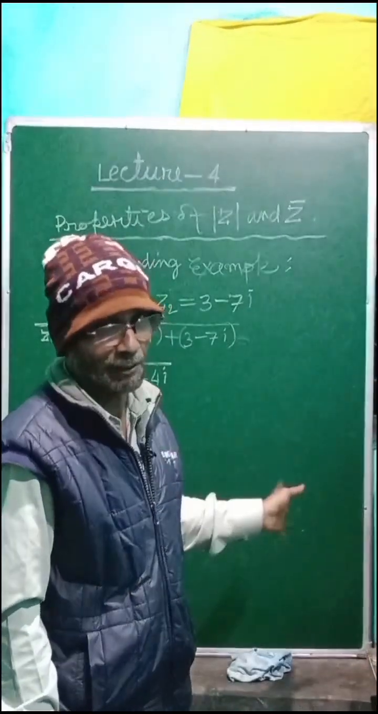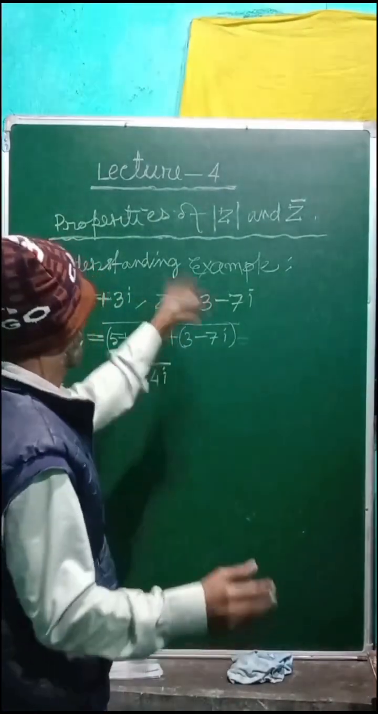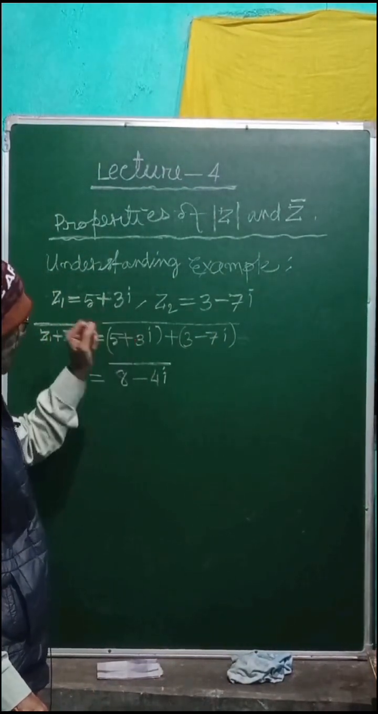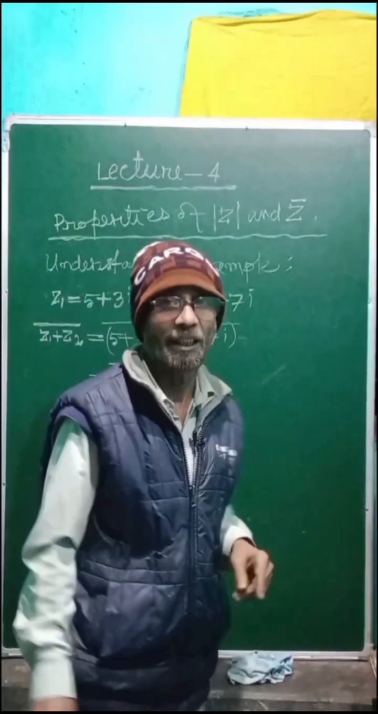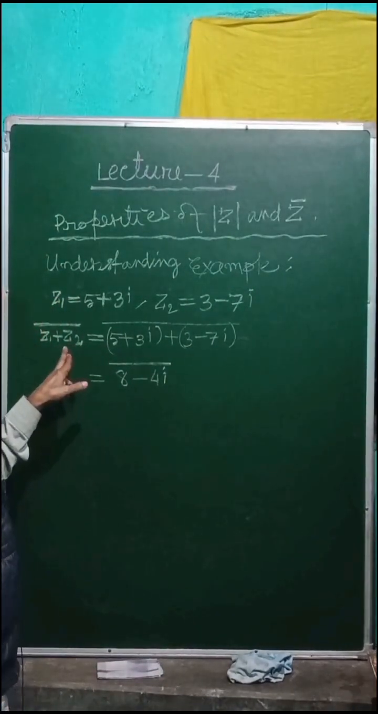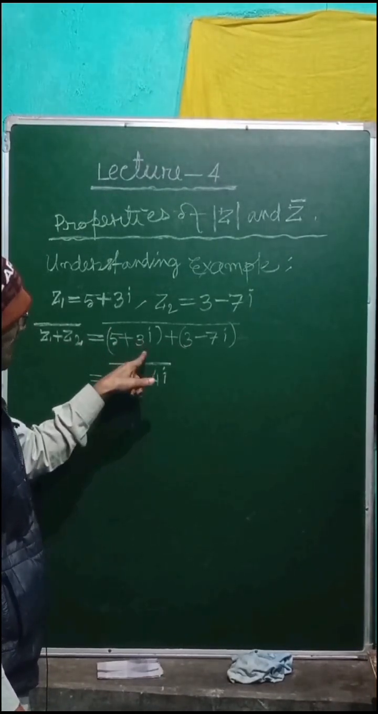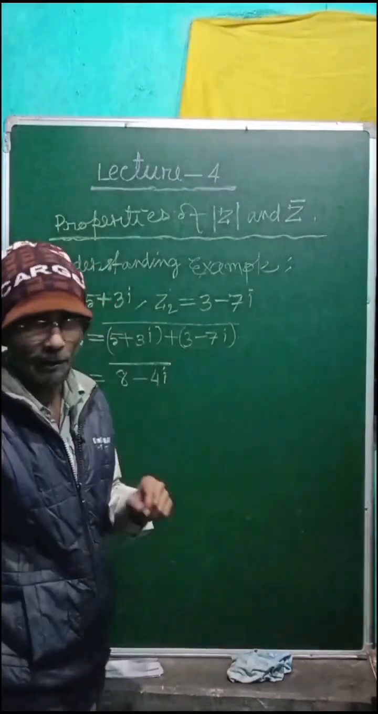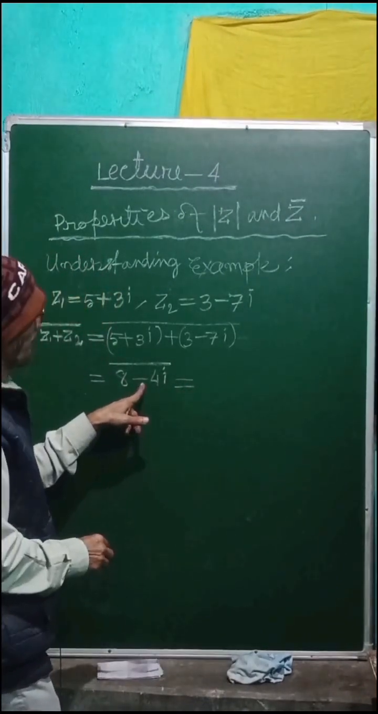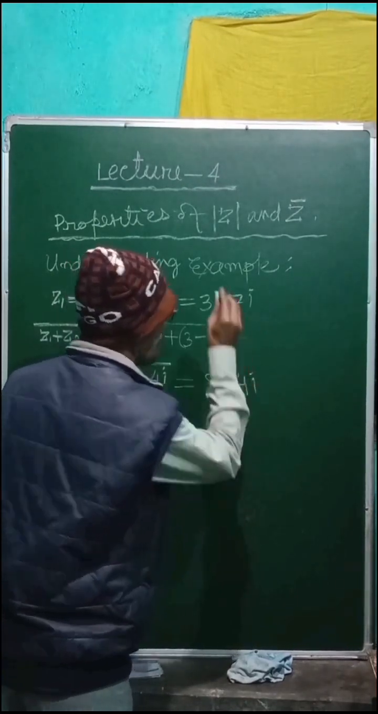Now we shall discuss the properties of modulus and conjugate of complex numbers. Taking an example for understanding: z1 is equal to 5 plus 3 iota and z2 is equal to 3 minus 7 iota. Then the conjugate of the sum of the two complex numbers is the conjugate of 5 plus 3, real part 8, and 3 iota minus 7 iota, remaining minus 4 iota. Change the imaginary part sign, so it is equal to 8 plus 4 iota.